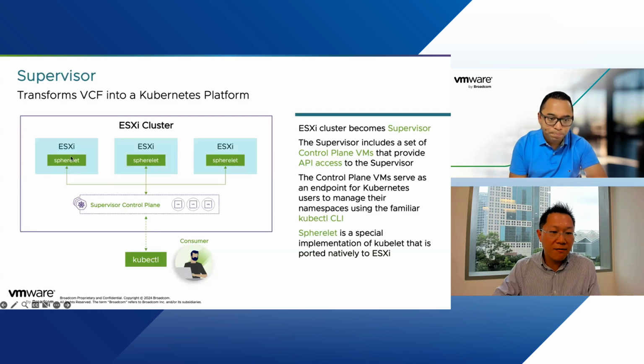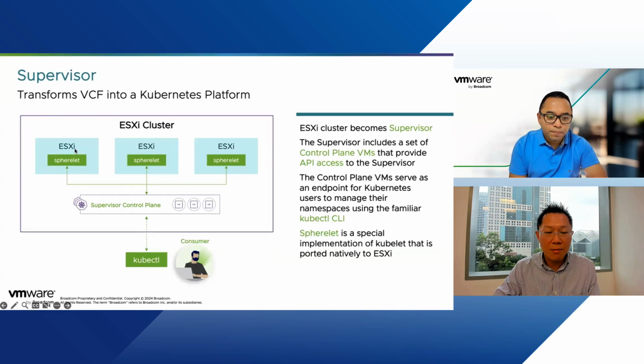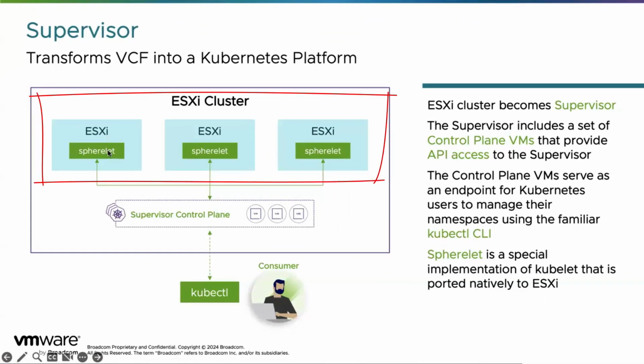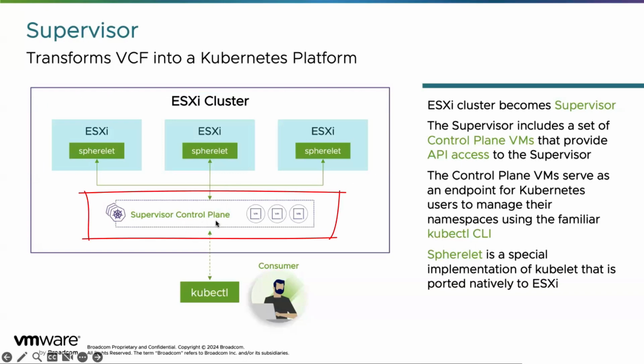So in this case, we have the spearlet running in the hypervisor itself. Again, the role or responsibility of the spearlet is very similar to kubelet, which is basically scaling the pods and getting instructions from the supervisor control plane. So in this case, the supervisor control plane is very similar to the Kubernetes control plane, right?